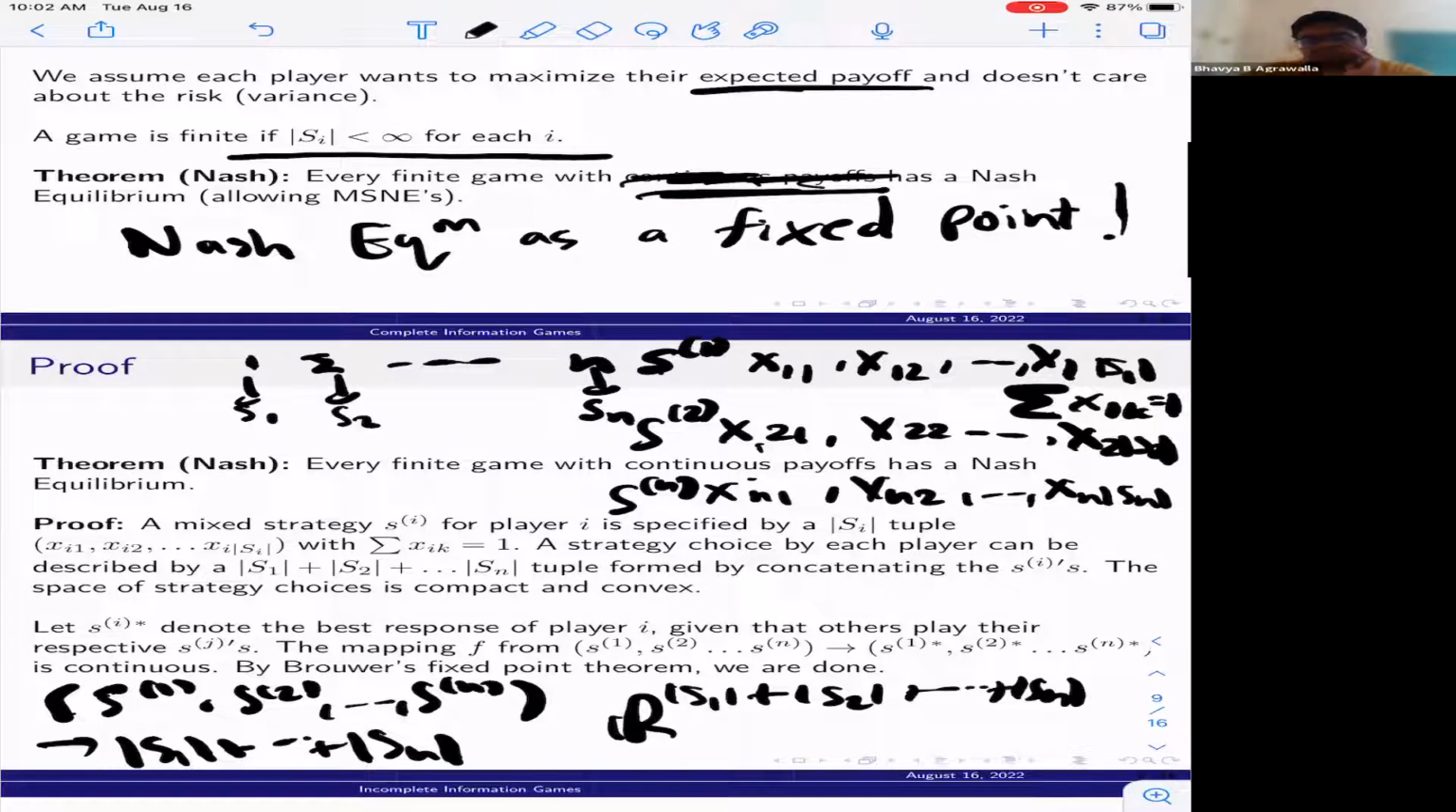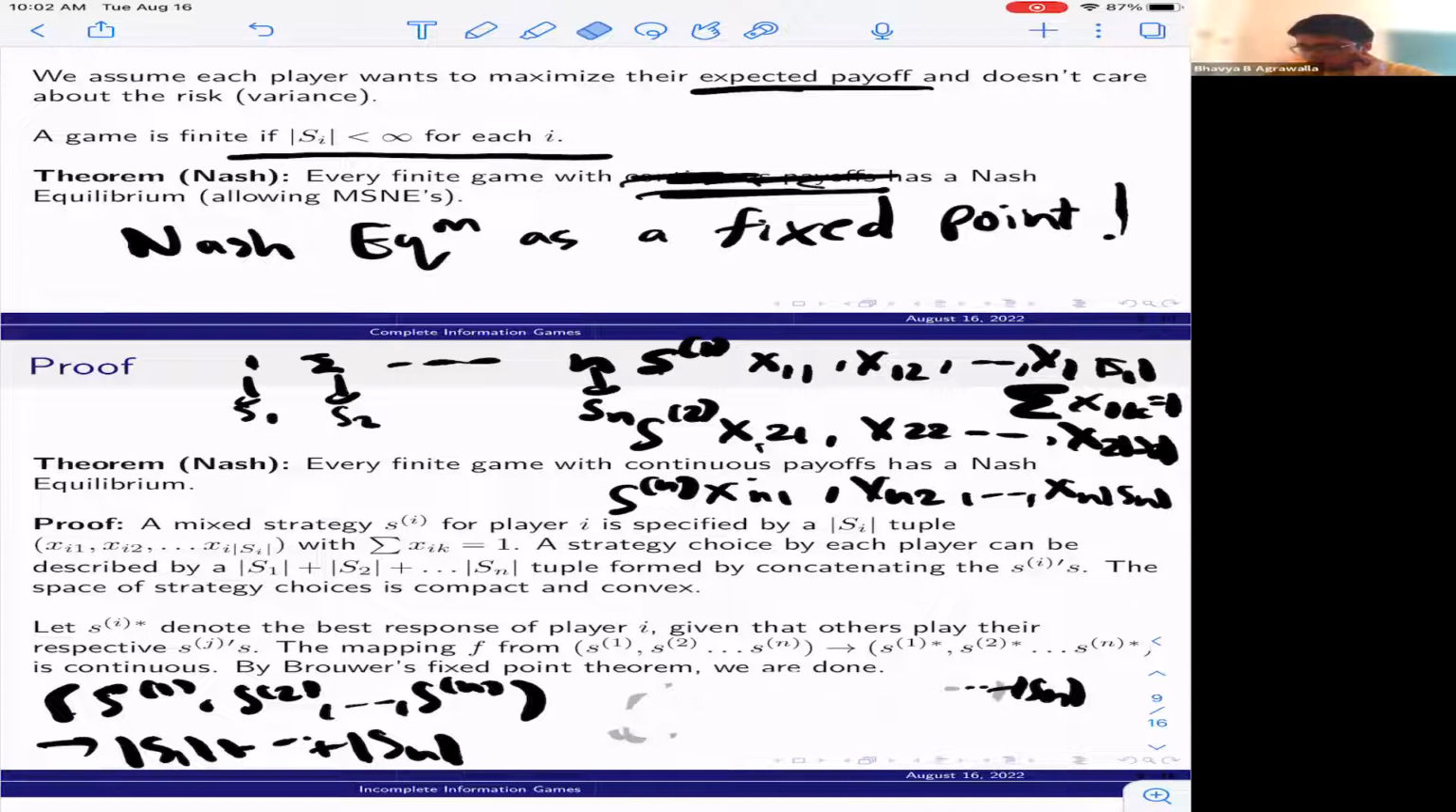Do you guys know the definition of a convex region? Can someone say the definition? Sorry, Ben, can you just explain convexity of a set? Yeah, okay. If x, y is in the set, then ax plus by, for a plus b equal to 1, will also be in the set. Yeah, exactly.